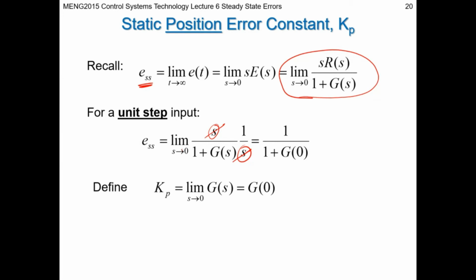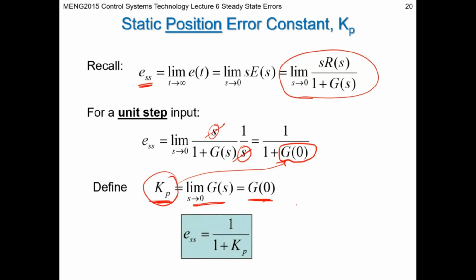Now what we're going to do is define our static position error constant Kp as equal to the limit of s going to 0 of G(s), which is of course G naught. So effectively we're saying Kp equals G naught. That means our steady state error is 1 over 1 plus Kp. So this is another way of expressing it, and simply put, Kp equals G naught.